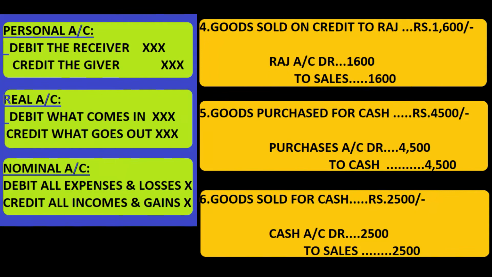Hope you are understanding what I am explaining. There are 6 more journal entries. Okay, let's continue. The sixth transaction is goods sold for cash rupees 2500.